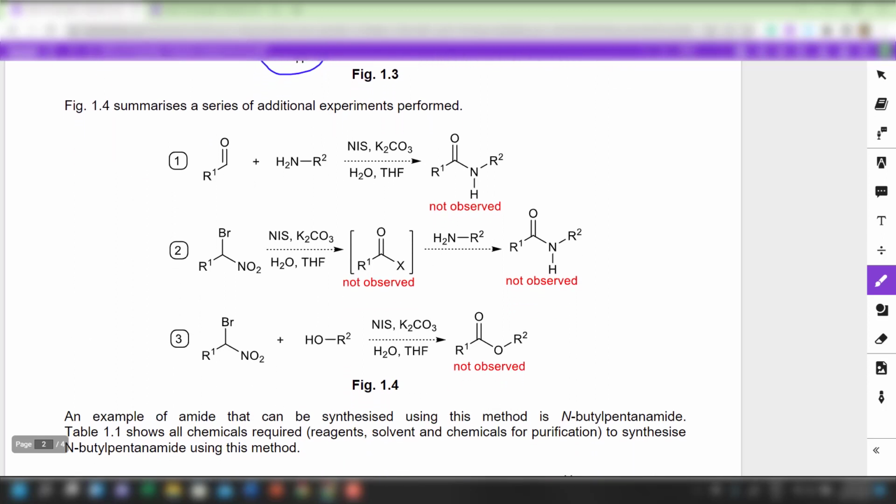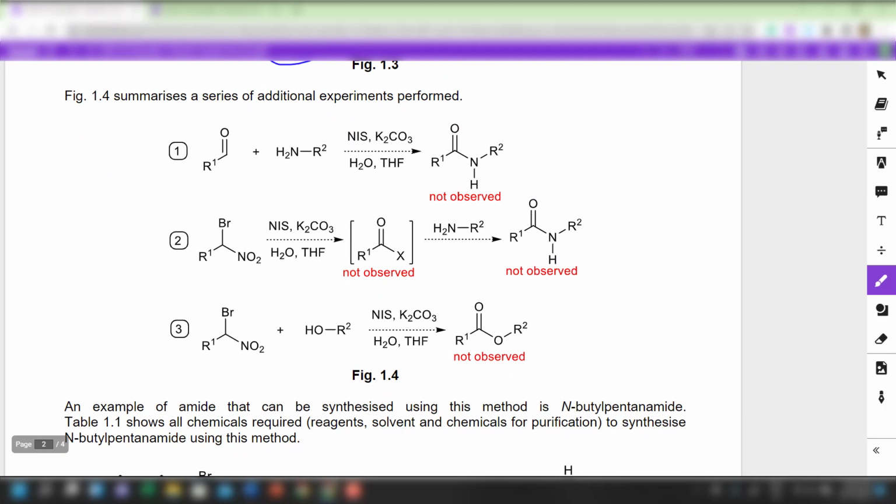So next we have figure 1.4, which summarizes a series of additional experiments being performed. Usually if you have a figure 1.4 where they try to summarize some of the additional experiments being performed, they are usually shown to you because they are trying to prove or support a certain pathway, if you get what I'm trying to say. Yeah, what do I mean by trying to support a certain pathway? Trying to support a certain pathway in the sense that they are trying to rule out the possibility of other types of pathway.